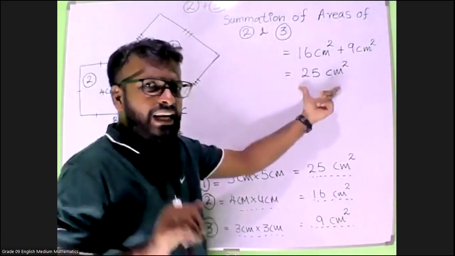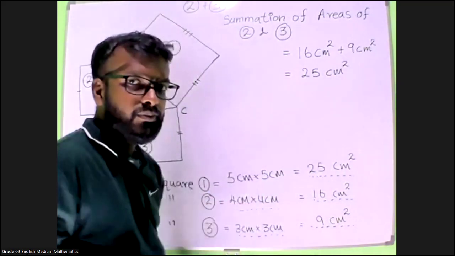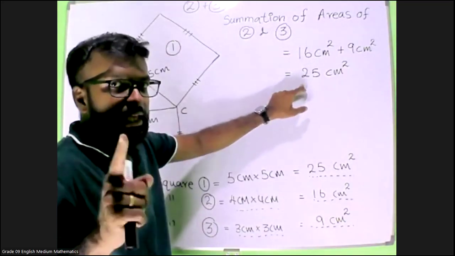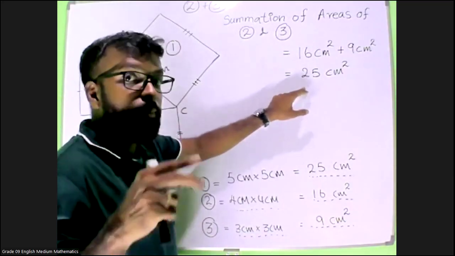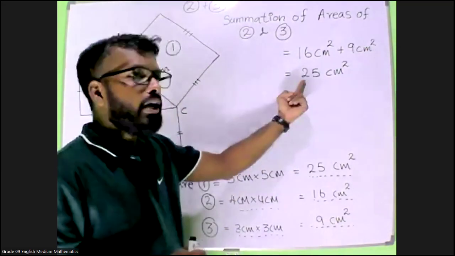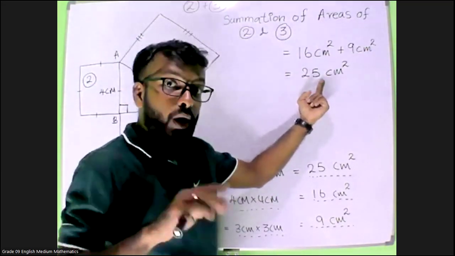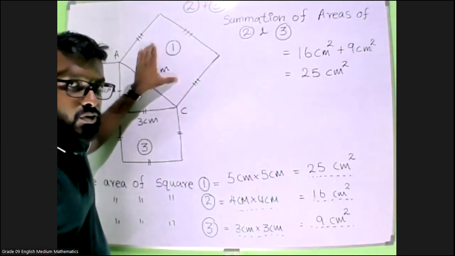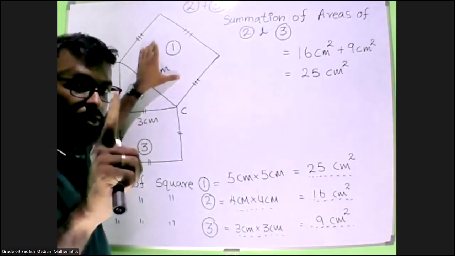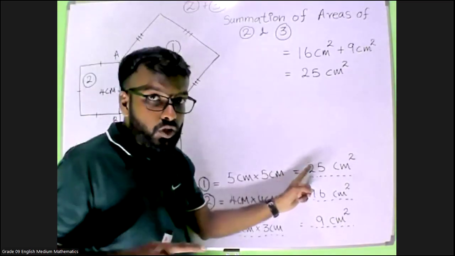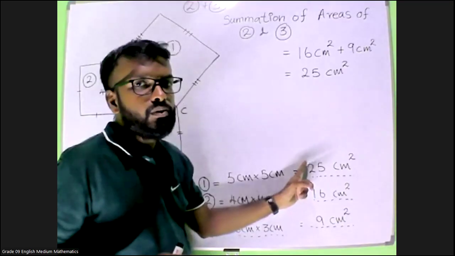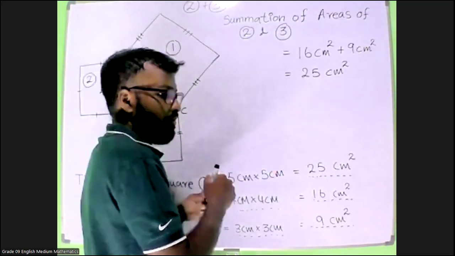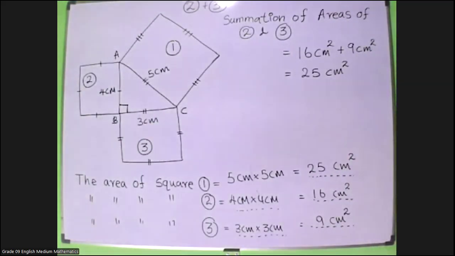Now, can you find a relationship between this one and this one? If you add the areas of the square number 2 and the square number 3, you will get 25 square centimeter. And if you take the area of the square number 1, what would it be? It is also 25 square centimeters, right? So that is the relationship, right? So finally we can write, right?